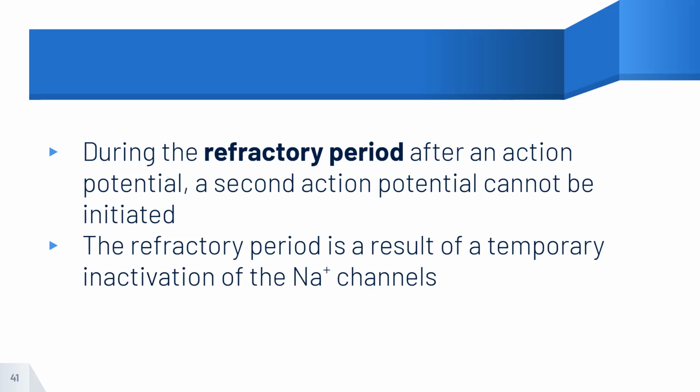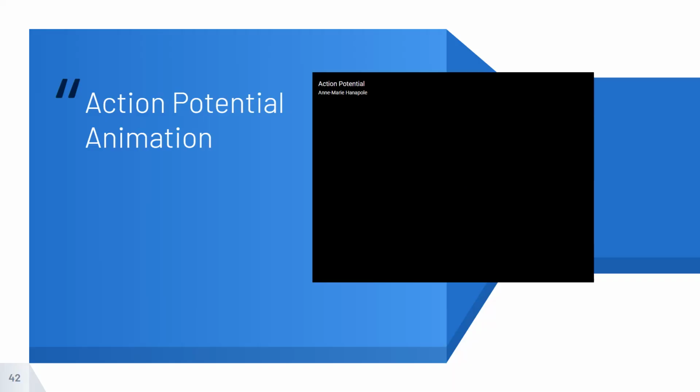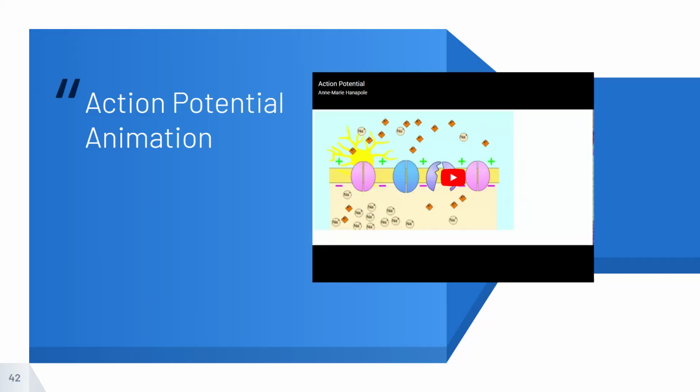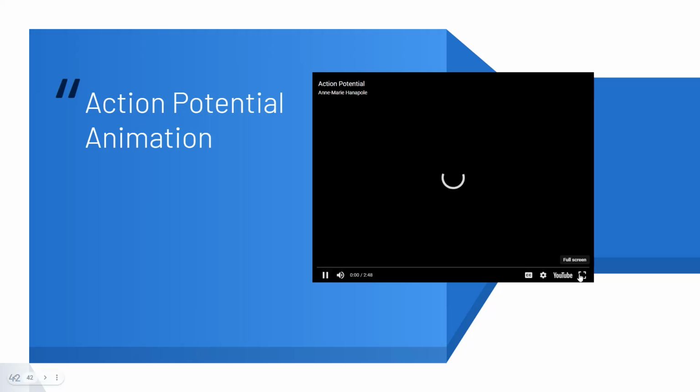Another signal is not going to come because even if the sodium channels were to open, there's no more sodium to flood in because it's already gone in. So it has to be reset before another action potential can go. And so that's why it only travels in one direction. So let's take a quick look at this animation that kind of sums up that whole process.